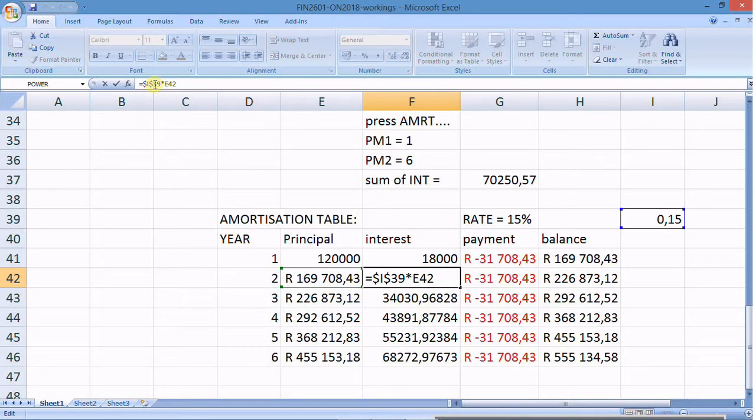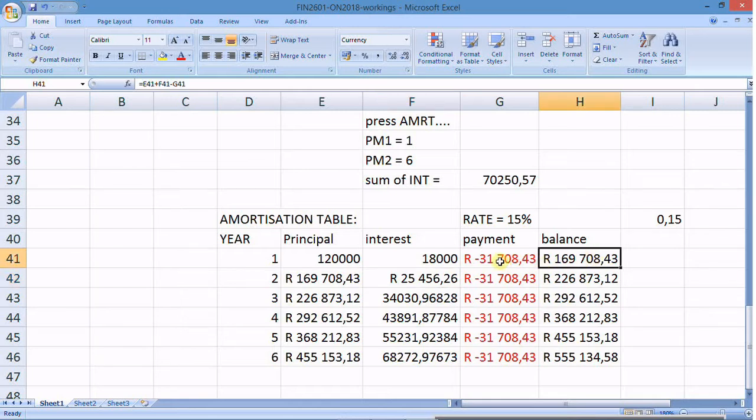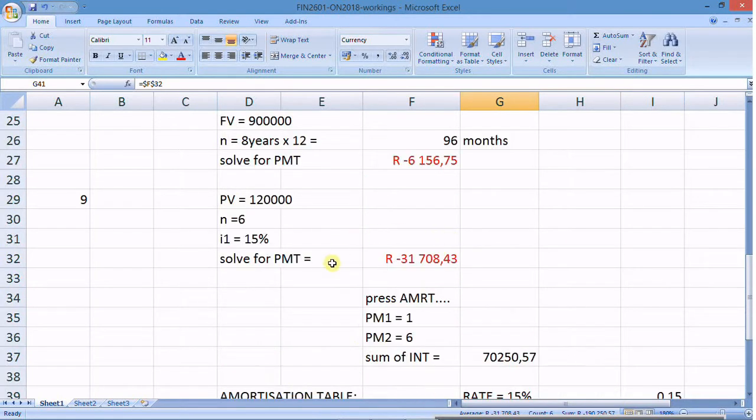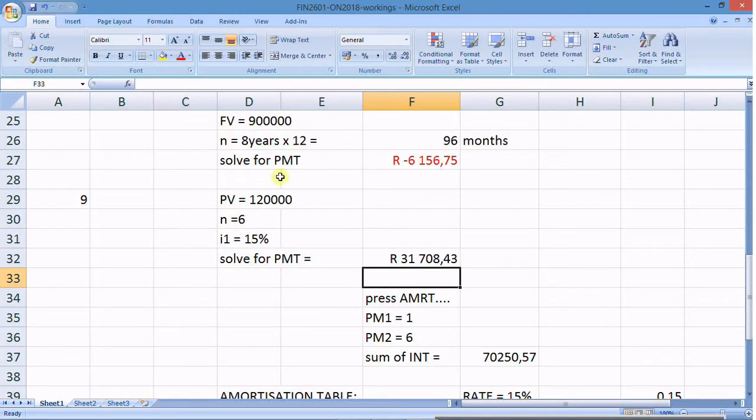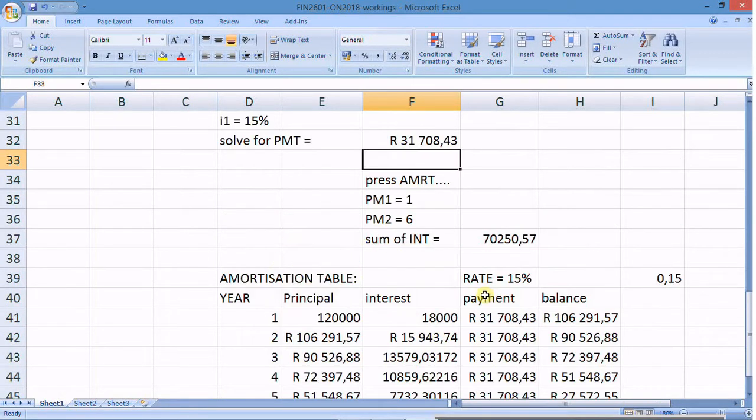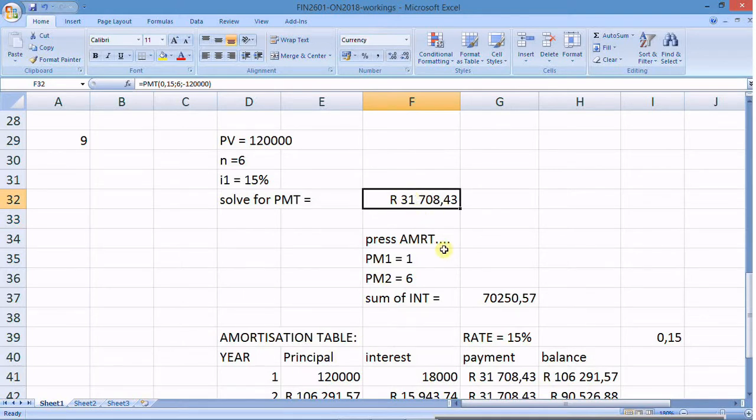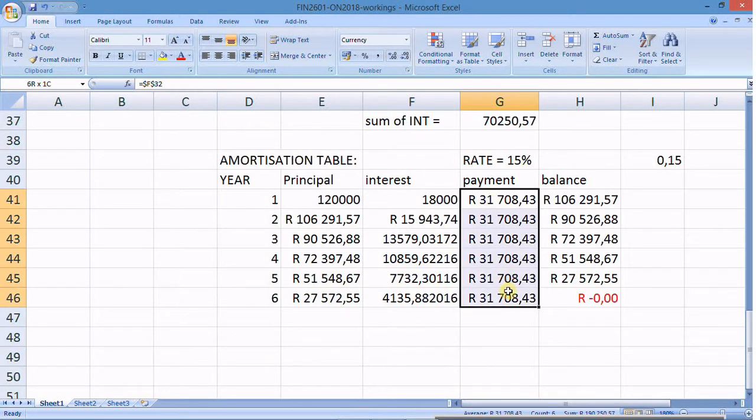Oh. That should be 15% times that. What's E42? E42 is this. Yeah, so 15% of the principal. Why is this amount bigger? Oh, there we go. It's a minus, not a plus. I need to change this. Sorry. Minus here. Okay, then that works out. There we go. It's just the sign. That needed to be a plus, because I'm subtracting the payments.